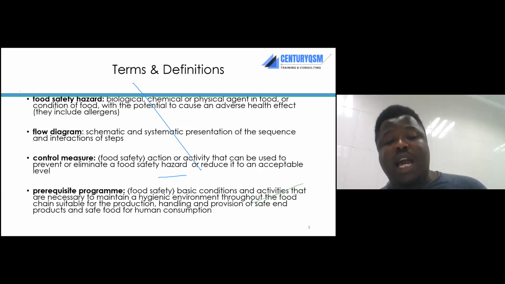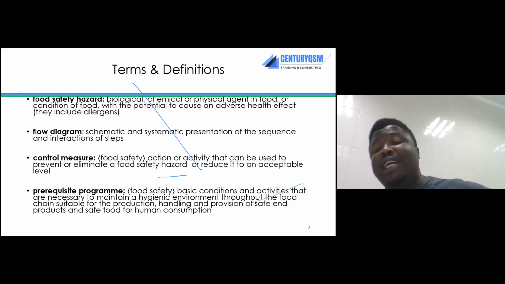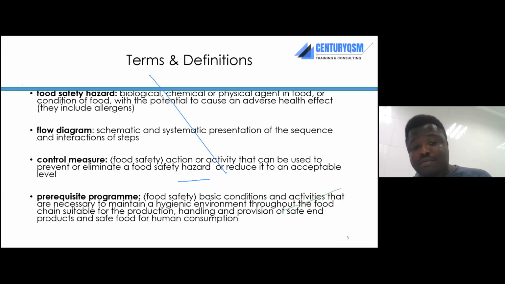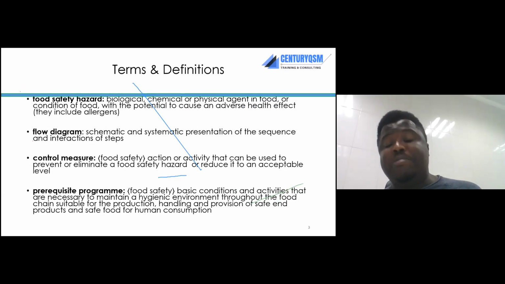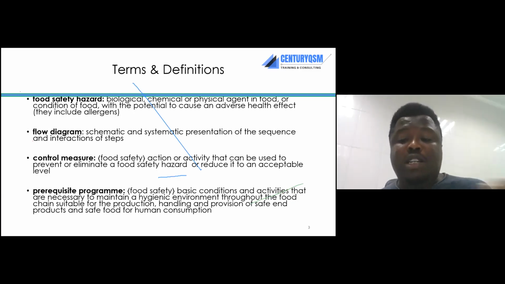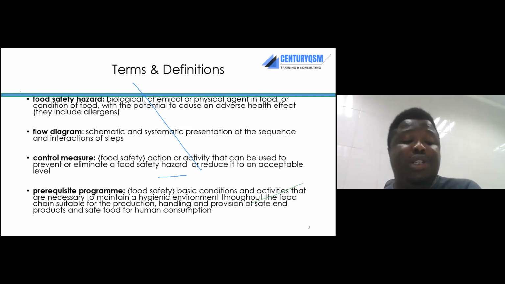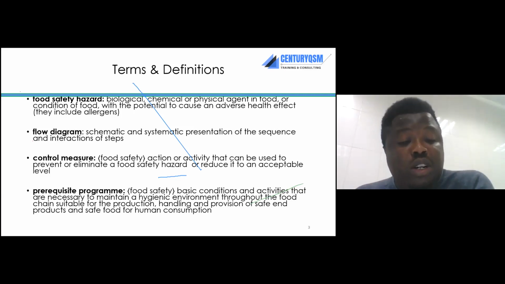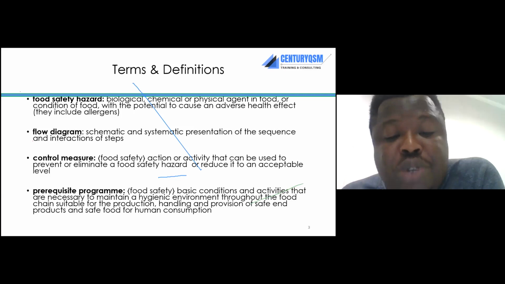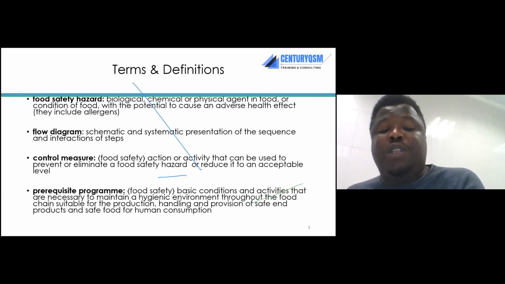And some people would even say allergenic hazards. Maybe as a result of allergy, some foods are allergenic by nature, while some are actually inadvertently introduced. So control measure, from the word control, is what you put in place to reduce or eliminate food safety hazards.